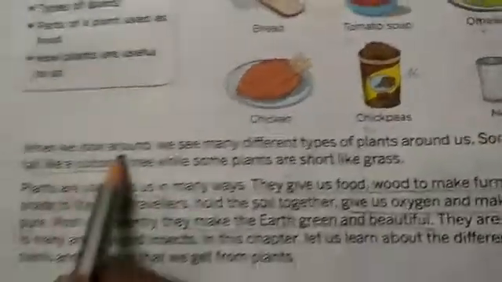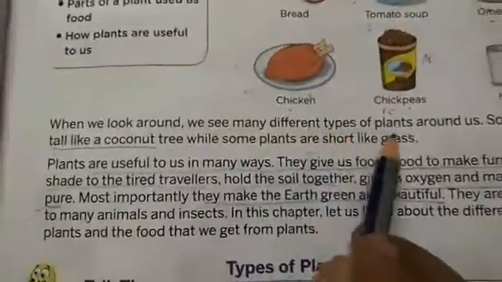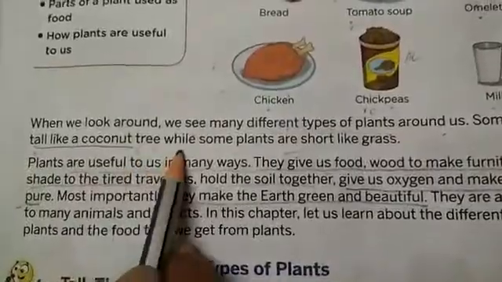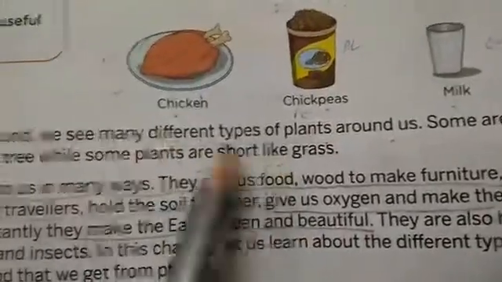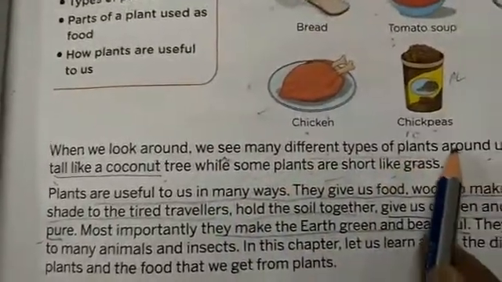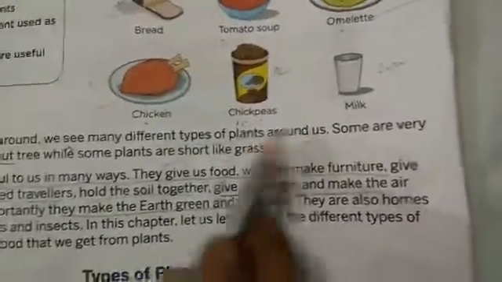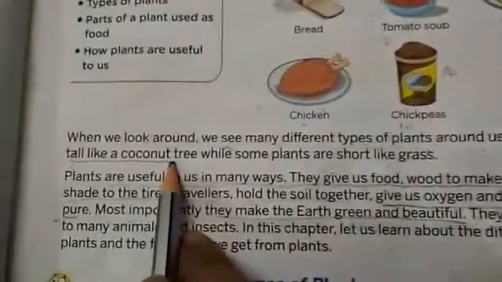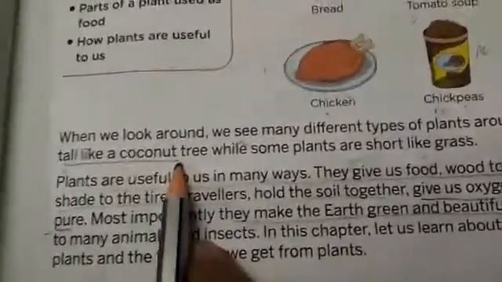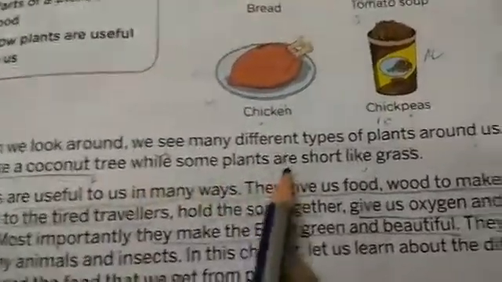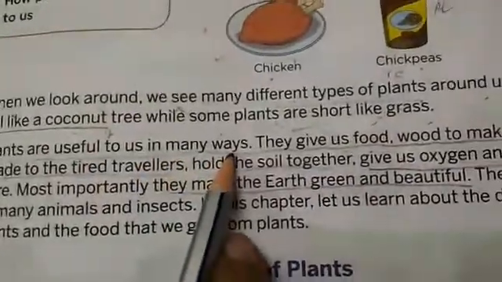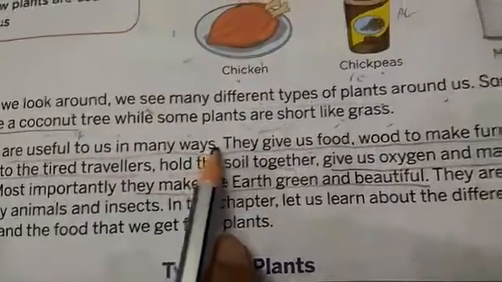Now when we look around, we see many different types of plants around us. Some are very tall like the coconut tree. The date palm in Mount Abu is also very tall. While some plants are short like grass. Plants are very useful to us in many ways.